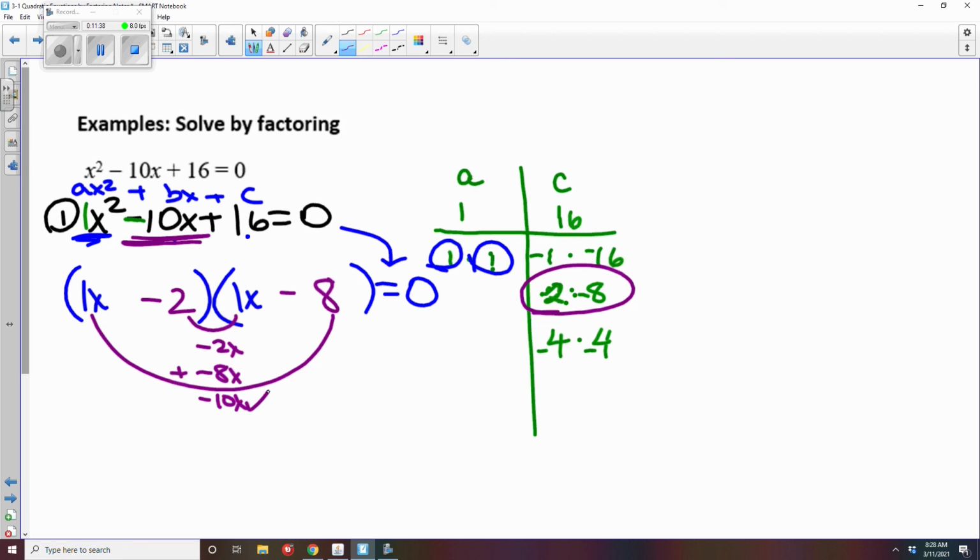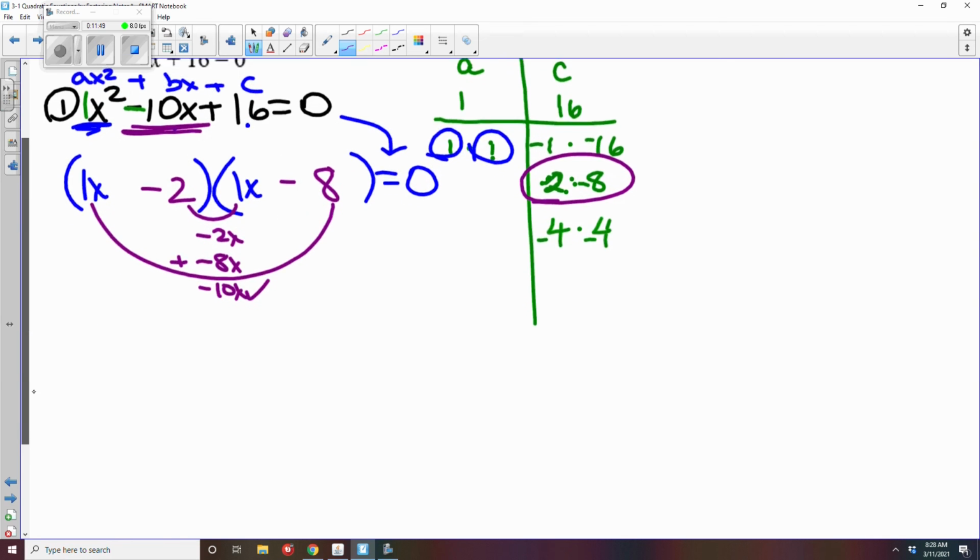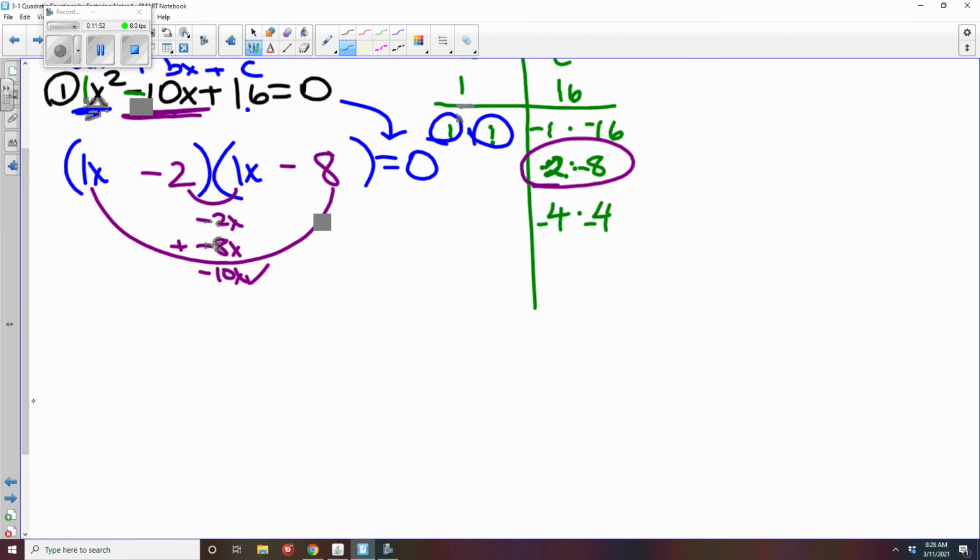So if we were factoring, we would stop here and say, oh, we're done. But we're not. We're asked to solve this equation by factoring. So we factored it, check. But now, go back to your zero product property. We said any piece that's being multiplied that's equal to 0 can be set equal to 0 by itself.